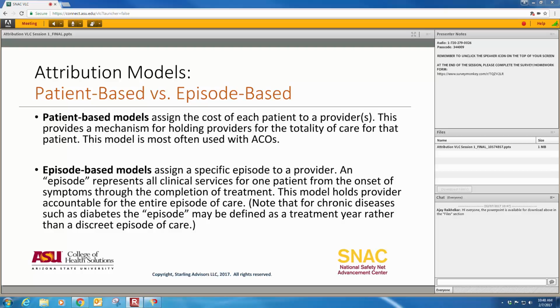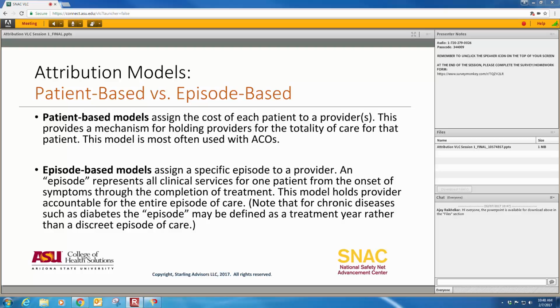For a chronic disease such as diabetes, the episode may be defined as treatment for a year rather than a discrete episode of care. We sometimes call that a bundle, a time-based bundle. But these episode-based models are important to understand as distinct from patient-based models because they typically revolve just around a certain set of services.